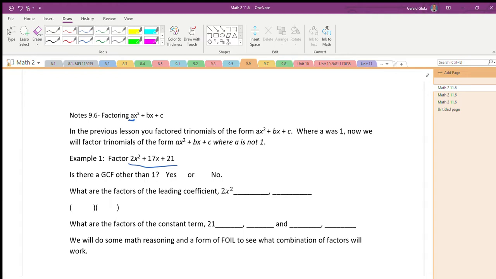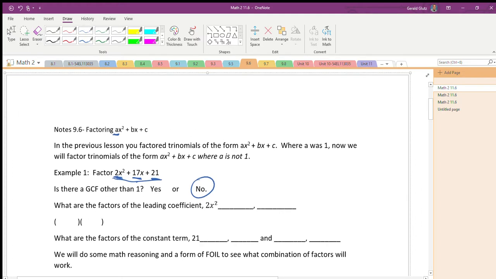So whenever we are factoring, don't forget this, whenever you factor a trinomial like this, you always want to check all three of these terms to see if they have any common factors. Does any number go into all three of these numbers besides 1? The answer to that is no. So the greatest common factor of all three of these numbers would be 1.